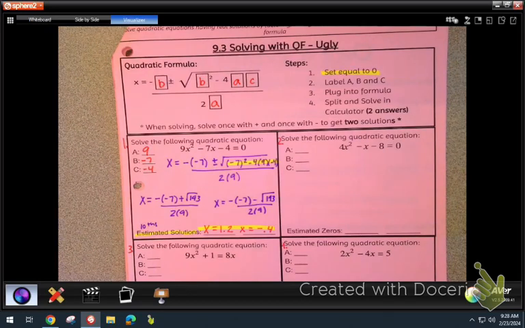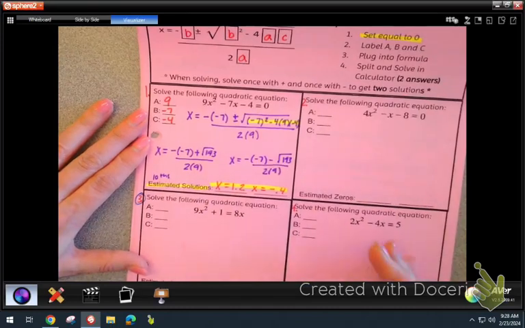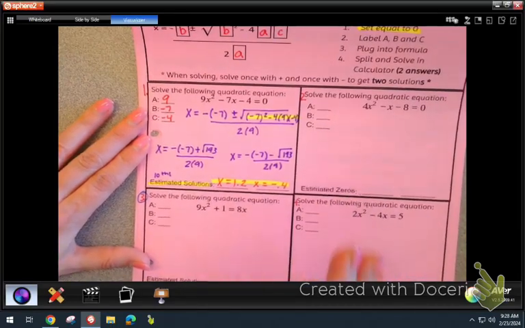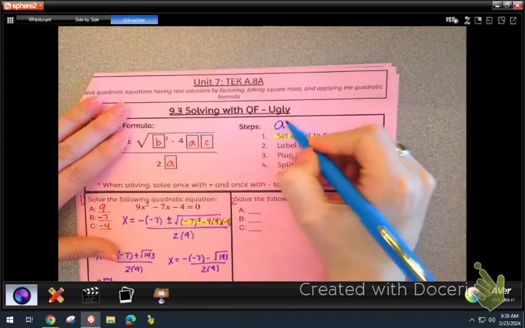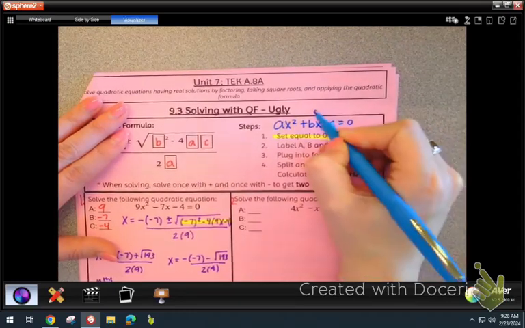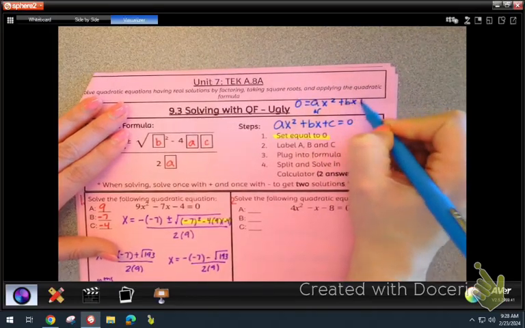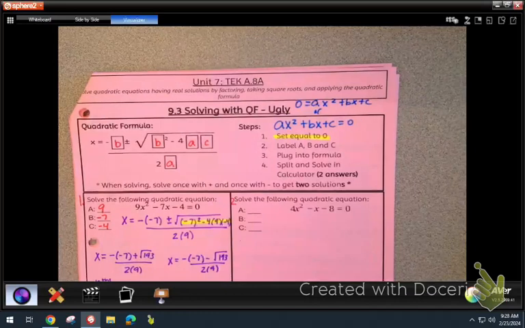We're going to do number 3 together. So we set our equation equal to 0, we label A, B, and C, and we plug into the formula. Now remember, you want it to be in this form: AX squared plus BX plus C equals 0. Or you could also put the 0 in the front: 0 equals AX squared plus BX plus C. But the big deal is that you want it to be x squared, x, constant, in that order. Otherwise, your A, B, and C are not going to be left to right, and that could confuse you. And if you have the wrong A, B, and C, your answer is going to be all wrong.